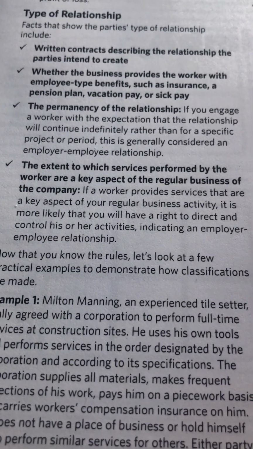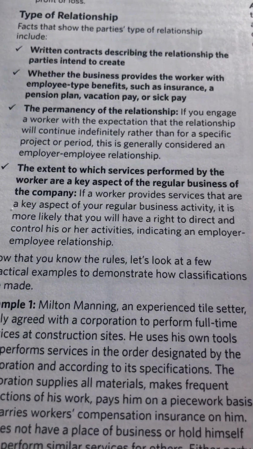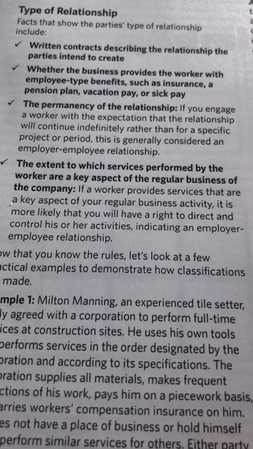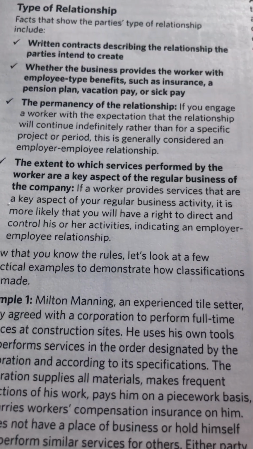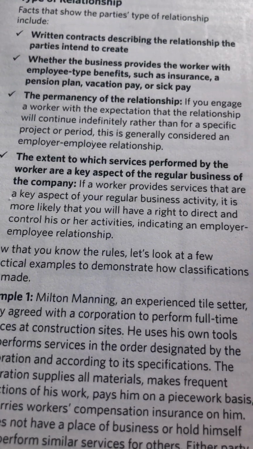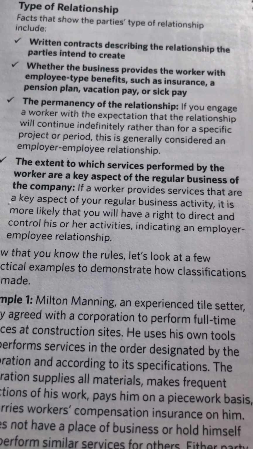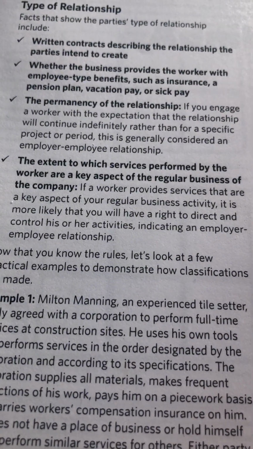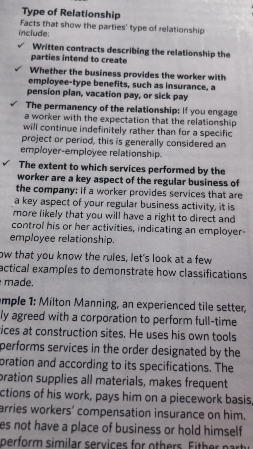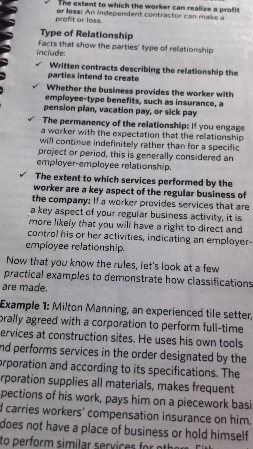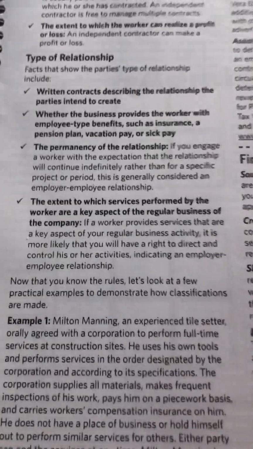The extent to which services performed by the worker are the key aspect of the regular business of the company. If a worker performs services that are a key aspect of your regular business activity, it is more likely that you will have a right to direct and control his or her activities, indicating an employer-employee relationship. So, if you're told when to show up and how to do something, you're not an independent contractor.